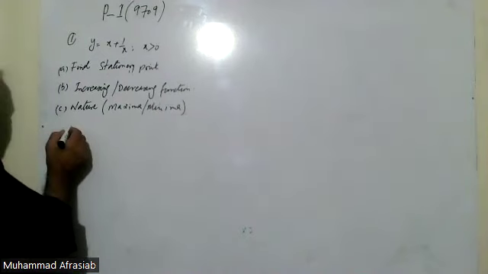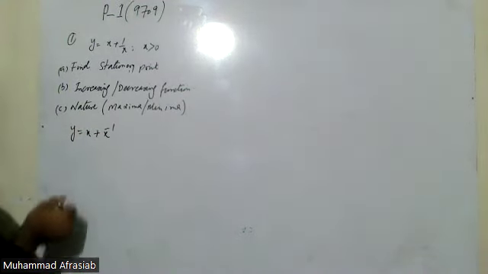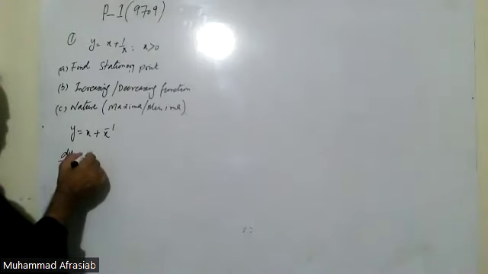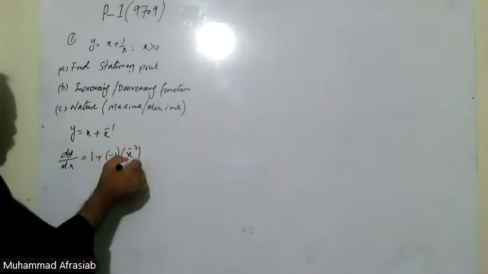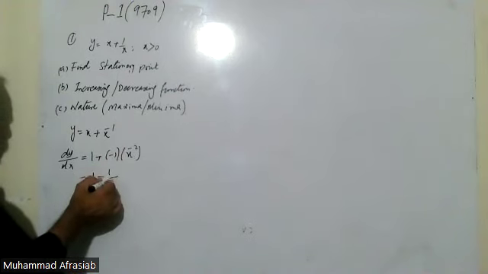So we can write this as y equal to x plus x power minus 1. Then dy by dx is equal to 1 plus minus 1 into x power minus 2. This is equal to 1 minus 1 over x square.